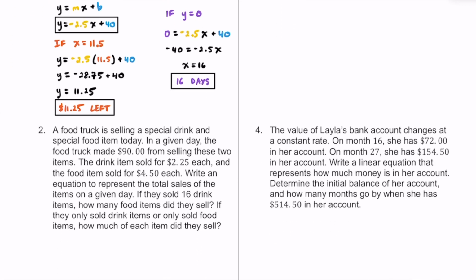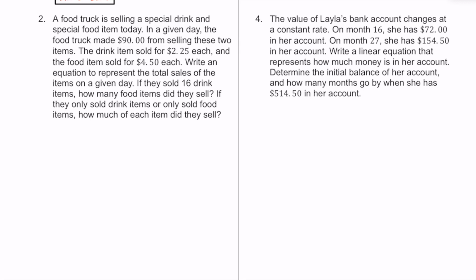All right, here's number 2. In number 2, a food truck is selling a special drink and a special food item today. In a given day, the food truck made a total of $90 from selling these two items. The drink item was sold for $2.25 each, and then the food items were sold for $4.50 each.